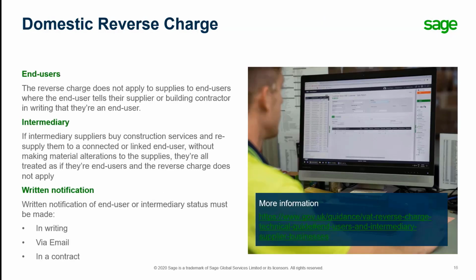So reverse charge doesn't apply to supplies to end users or intermediary suppliers. They're considered the end of the chain and normal VAT rules must apply. Communication must be made and it must be in a written notification of end user or intermediary status. And this can be made in writing, via email or in a formal contract. This was previously considered desirable, but is now a requirement, and this came into effect in June 2020.